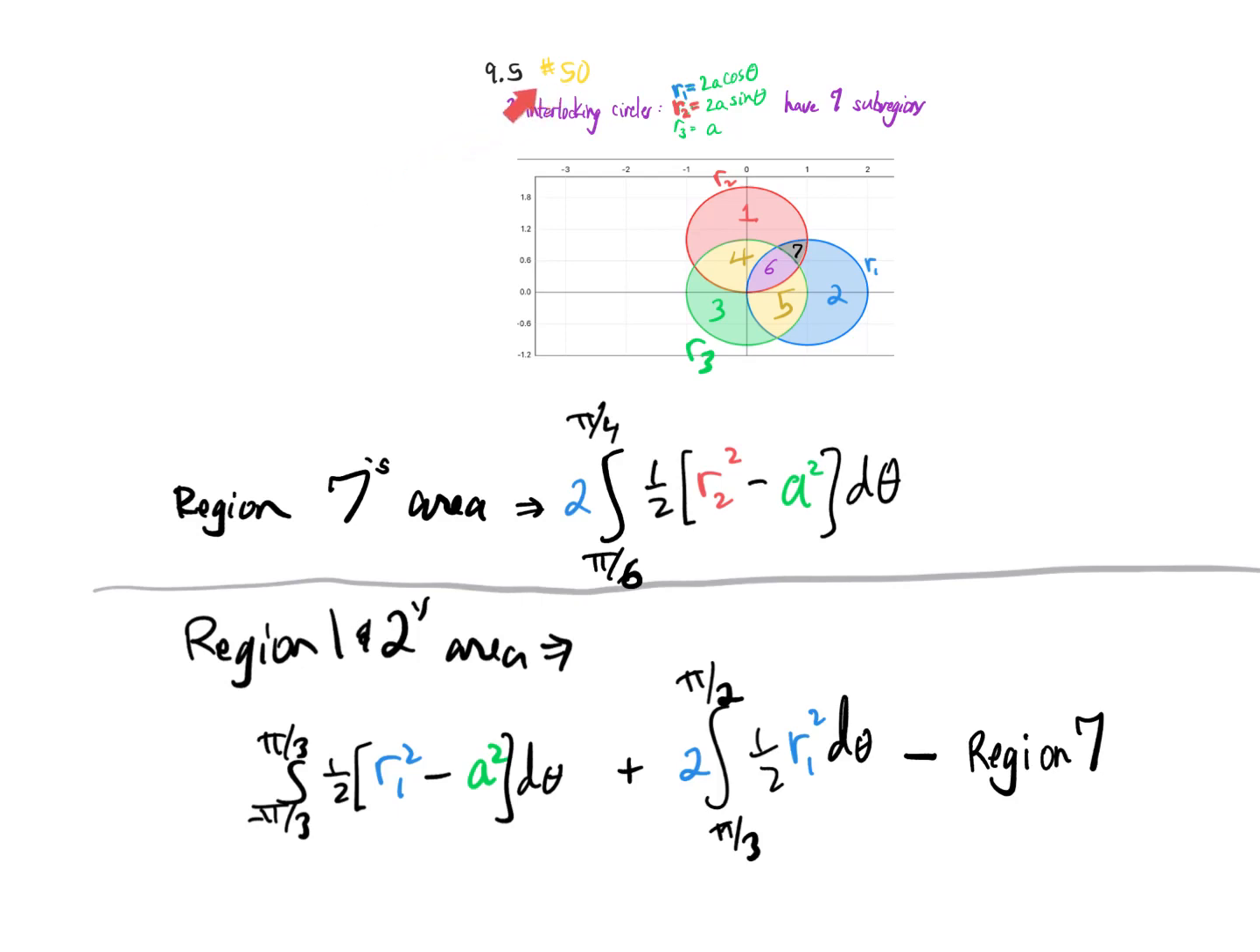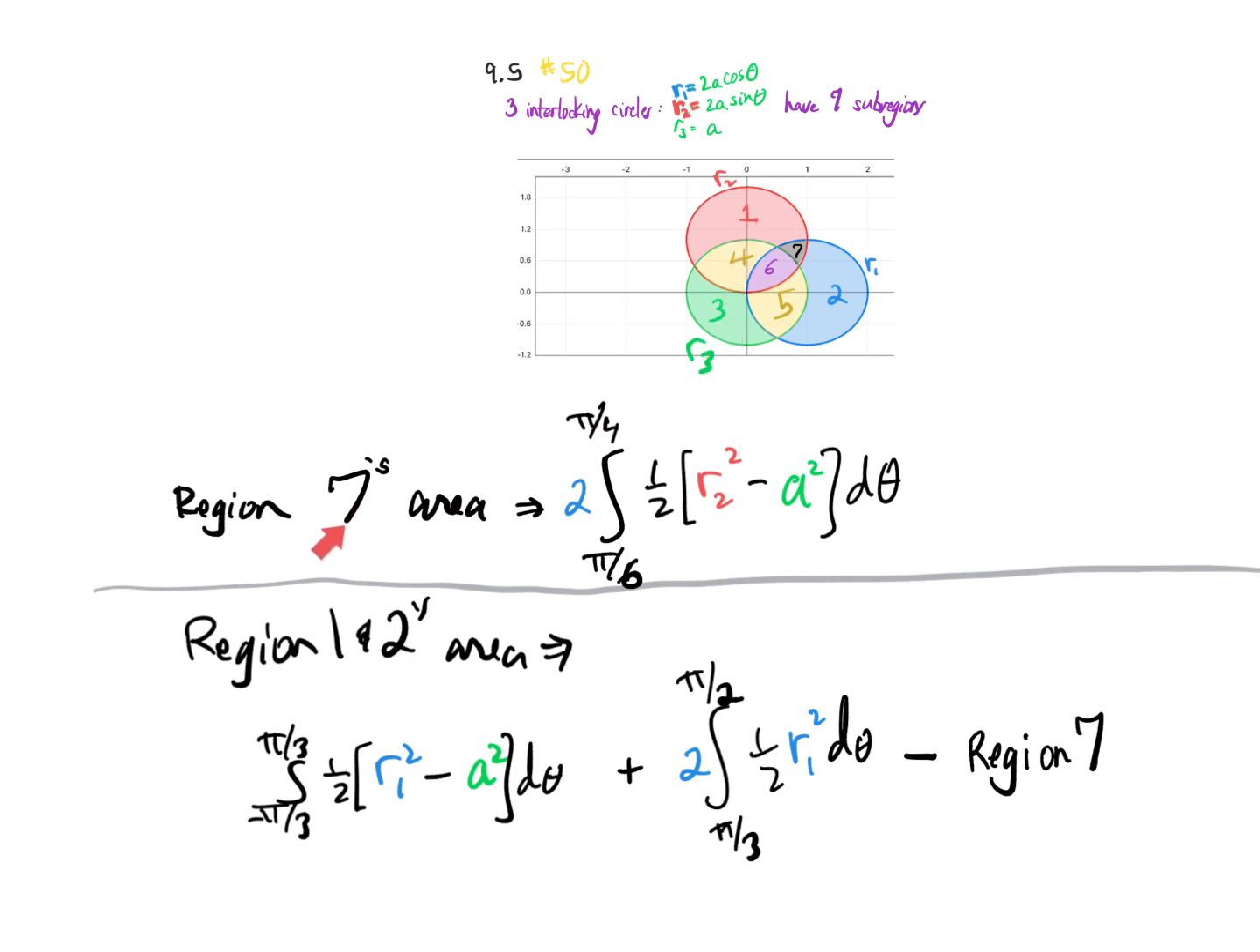Explaining number 50 in section 5 thoroughly would take a long time because there's 7 regions, but I'm going to go quickly and cover the basics. First, I'm going to add subscripts to each of these 3 polar functions. So we'll have R1, R2, and R3, and I'll color code them. The blue function is R1, the red function is R2, and the green function is R3.